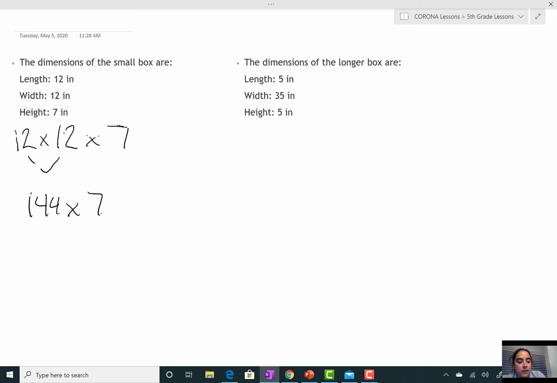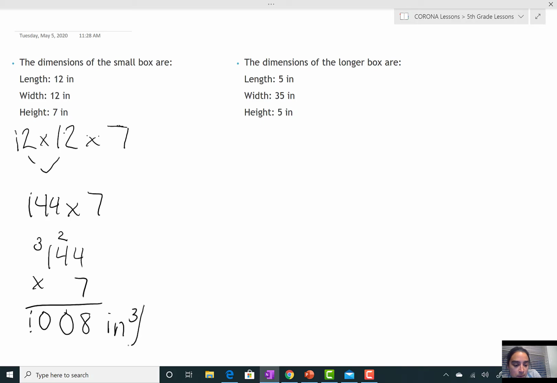And then I'm multiplying it by 7. 144 times 7. 7 times 4 is 28, plus 2 is 30. 7 times 1 is 7, plus 3 is 10. So this small box has a volume of 1008 inches cubed. And remember, it's inches cubed because I'm multiplying the length, the width, and the height.